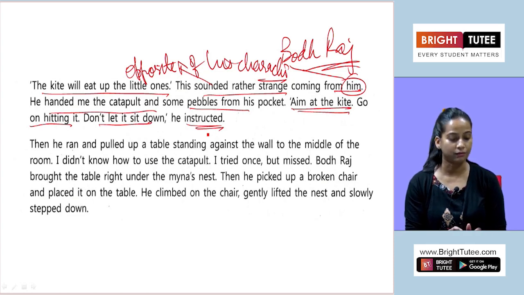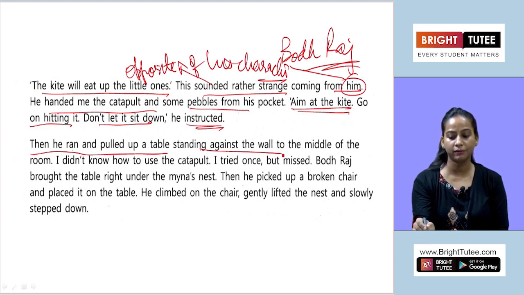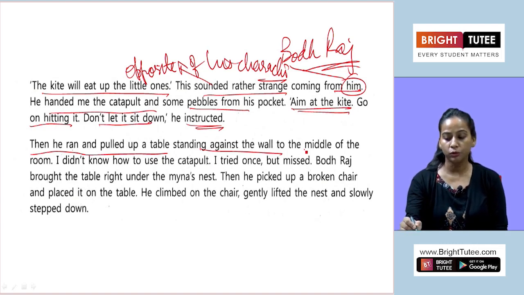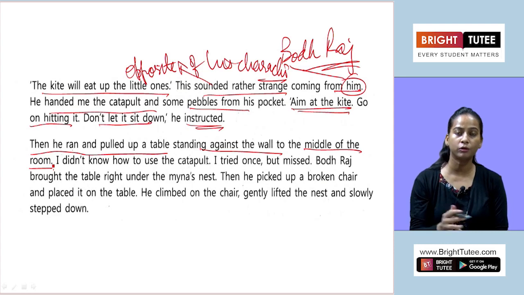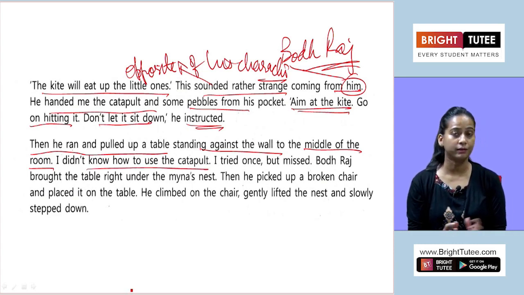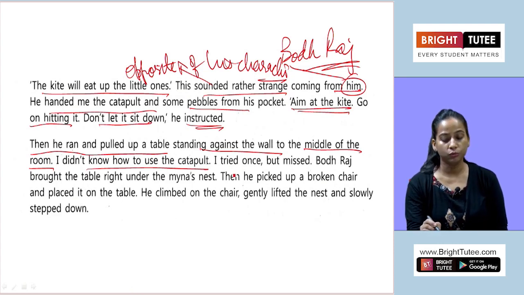And he started giving the instructions to the narrator that keep hitting the kite and don't let her take rest. Then he ran and pulled up a table standing against the wall. He went to the wall and started pulling the table from there to the middle of the room. I didn't know how to use the catapult. The narrator was not able to understand how to use the catapult, although the narrator tried but missed.